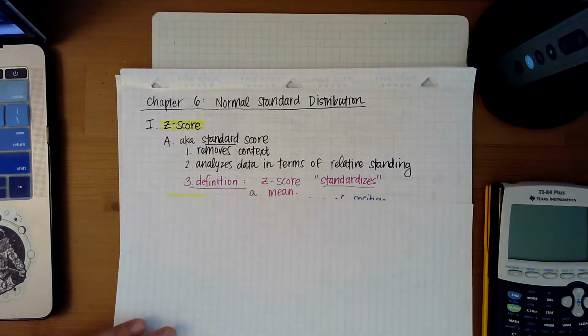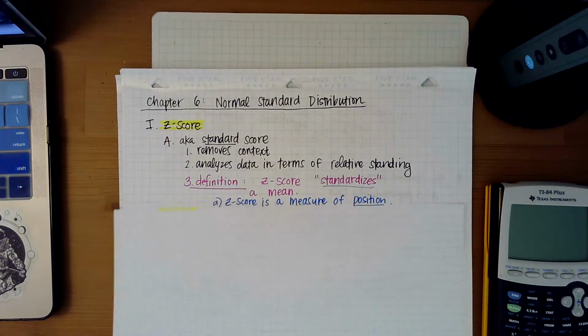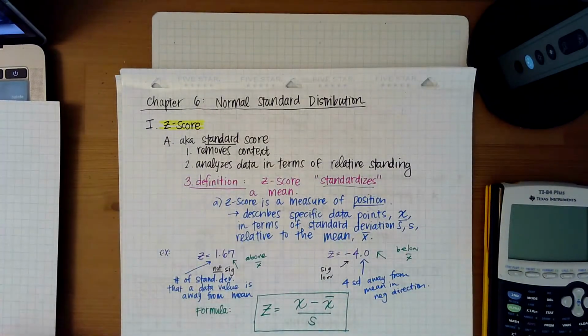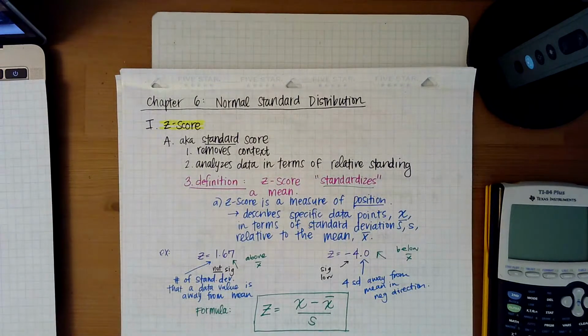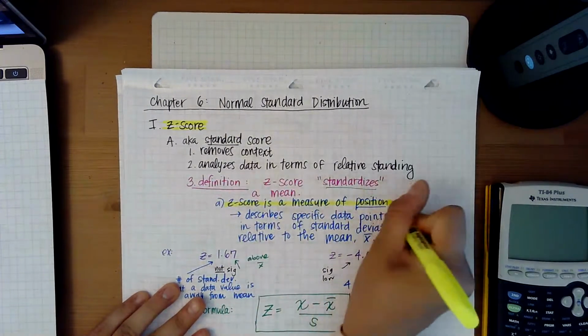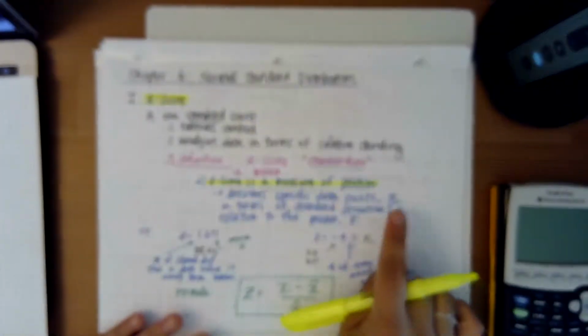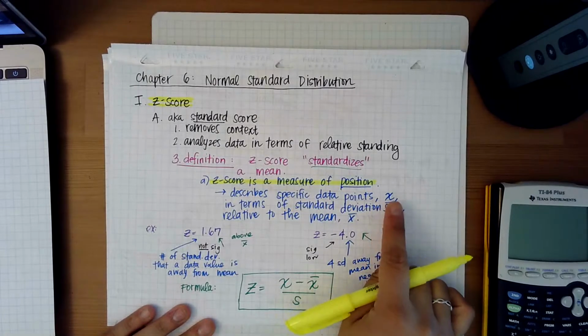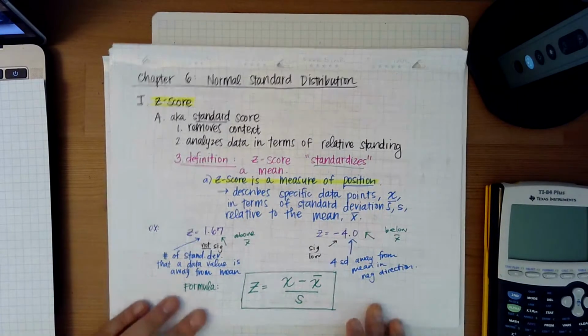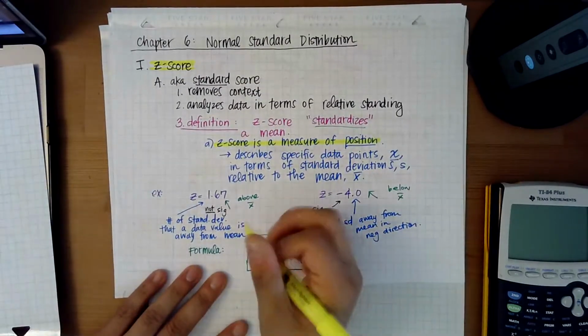So a z-score is a standardized score that analyzes data in terms of relative standing to the mean of that data set as well as its standard deviation. So the z-score is a measure of position in the data set. It compares a data point relative to the mean and the deviation of the data set. So to review that, we're going to look at the formula.